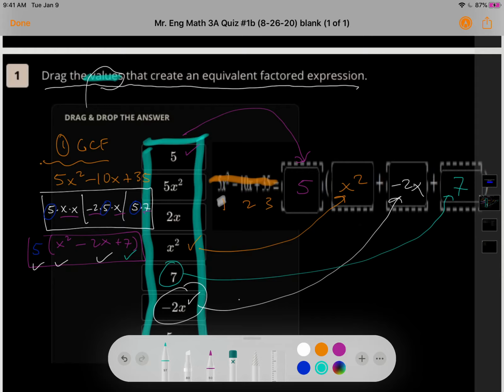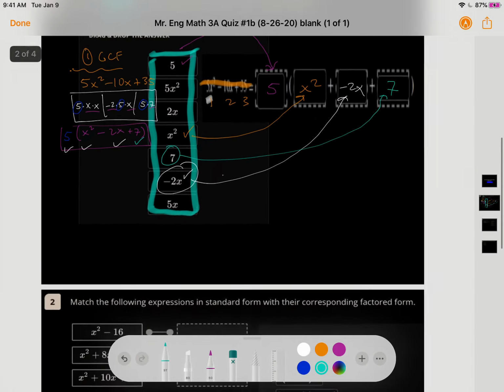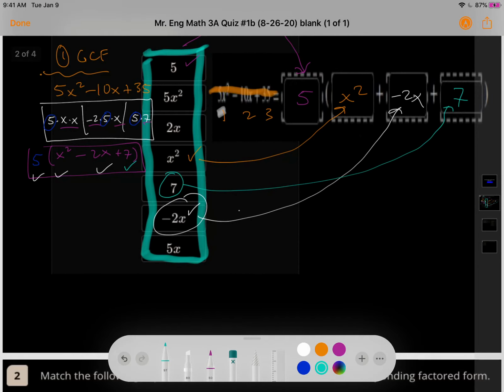Now, I have a more complicated one, and I at least want to show it to you. It's not great. You want to try the Xbox method. So that would be A, B, and C. A times C would be 5 times 35, which is 175. And then you're taking the B value, which is negative 10. So the question is, are there two numbers that multiply to be 175 and add to be negative 10? You can list out all the combinations.